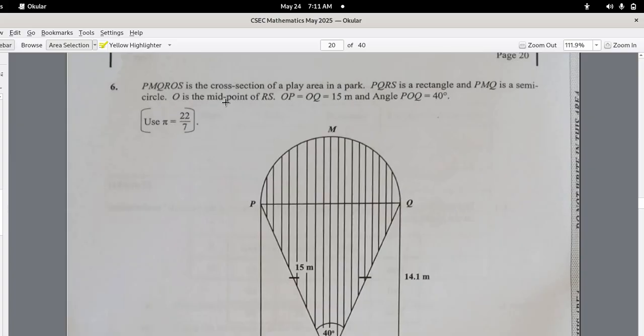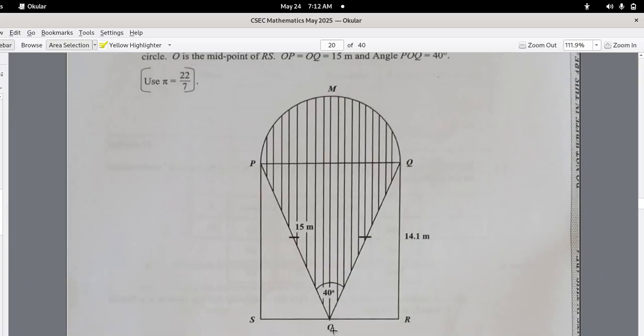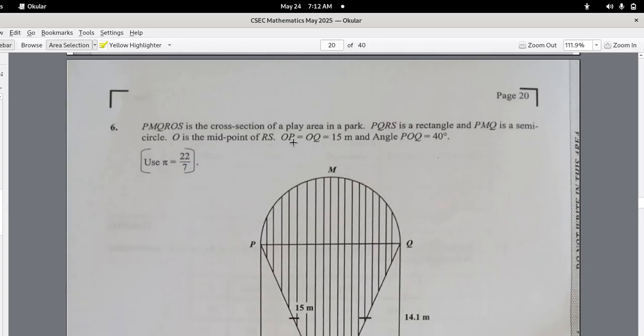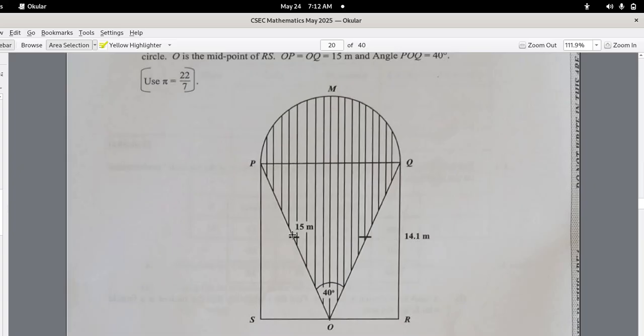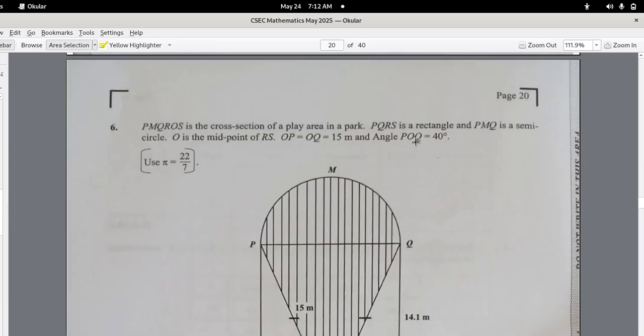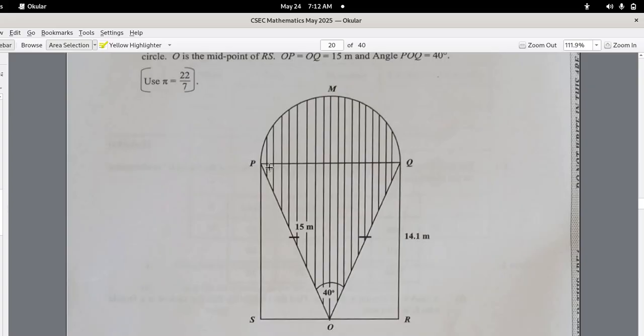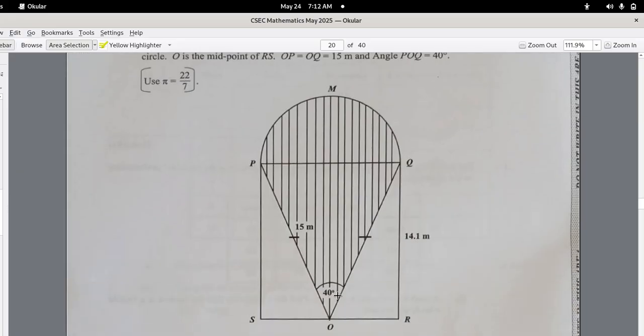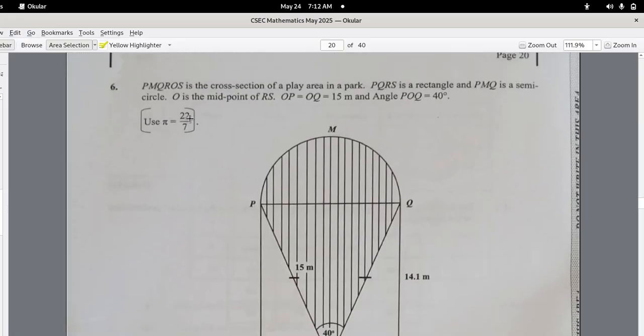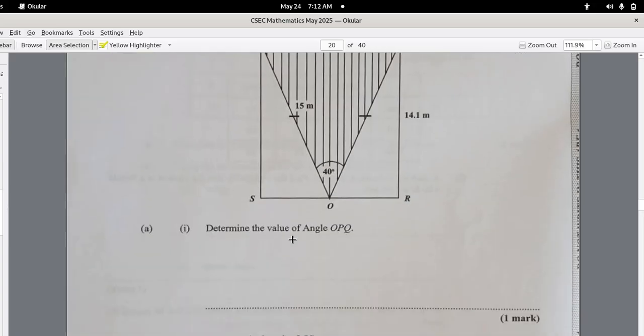O is the midpoint of RS. O right here. The midpoint of RS, all right? OP equals OQ equals 15 meters. And angle POQ equals 40 degrees. All right, we can see it here. Use pi equals 22/7. Determine the value of the angle OPQ.